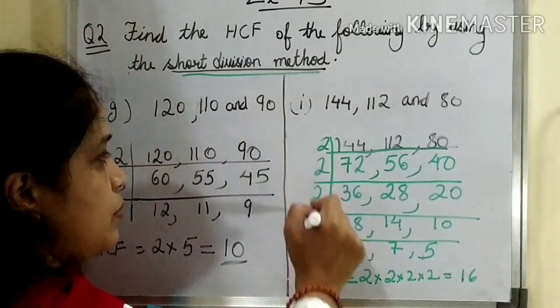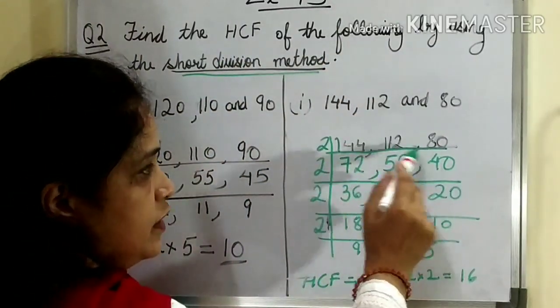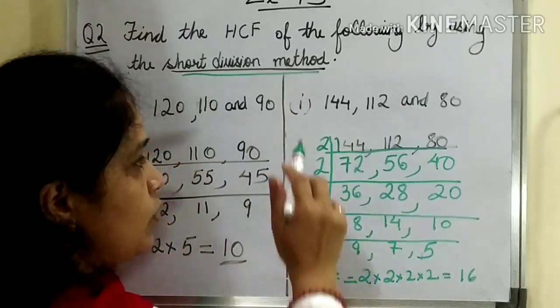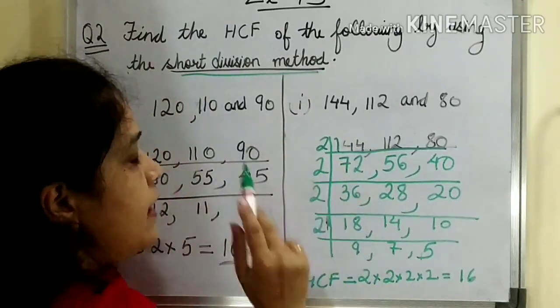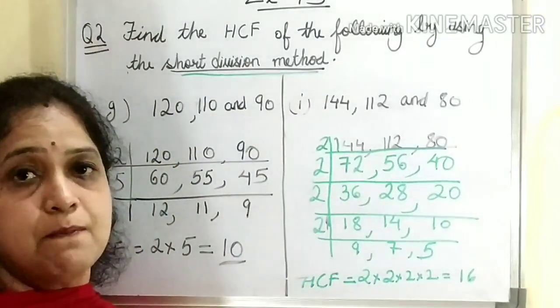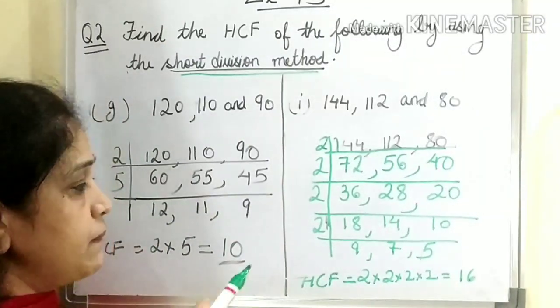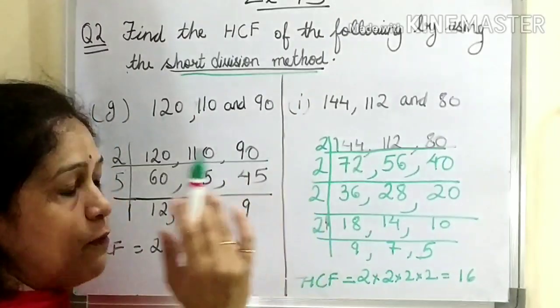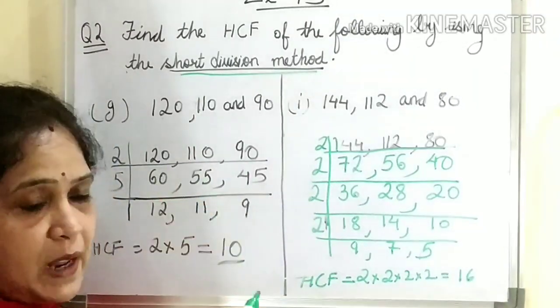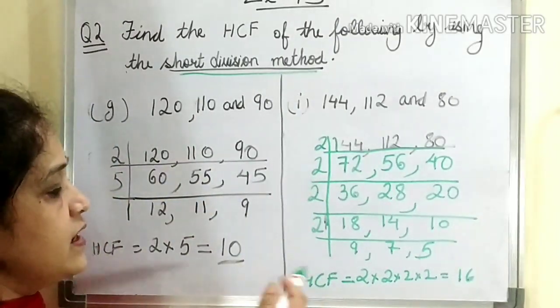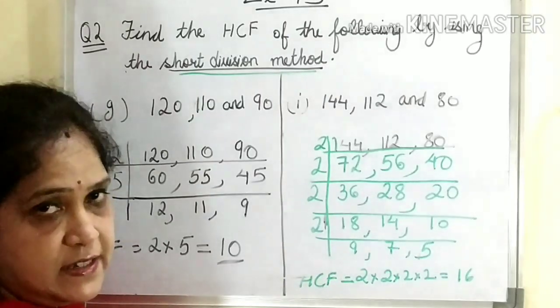We write the numbers in this form, side by side. We make the columns and we divide by the common prime factors. We divide till we get no common prime factor of all the numbers, and whatever prime factors we get on the left hand side, their product becomes the HCF.